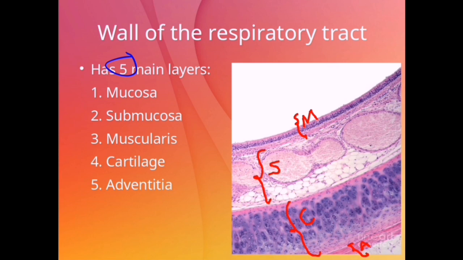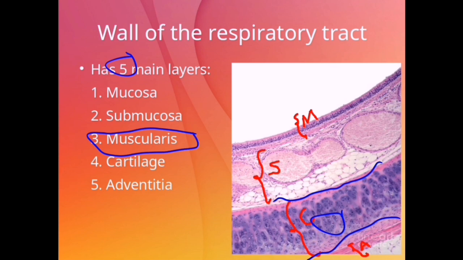This cartilage layer, as you can see, is covered by a perichondrium. This perichondrium appears eosinophilic, and within the cartilage we can see chondrocytes lying within the lacunae. After the cartilage layer we have the adventitia. This adventitia is simply connective tissue which attaches our respiratory tract to the adjacent organs or structures. Then there is one layer which we can find in some and cannot find in others, the muscularis.